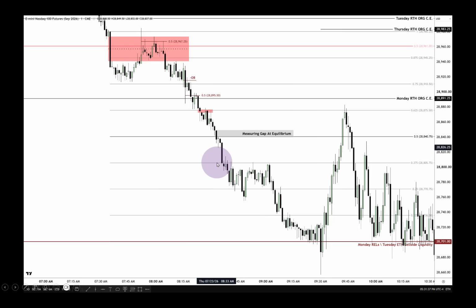This candlestick's laying right here on this lower octant at 0.375. Now, think about this. This is scientifically being measured. You just got to know the right range.